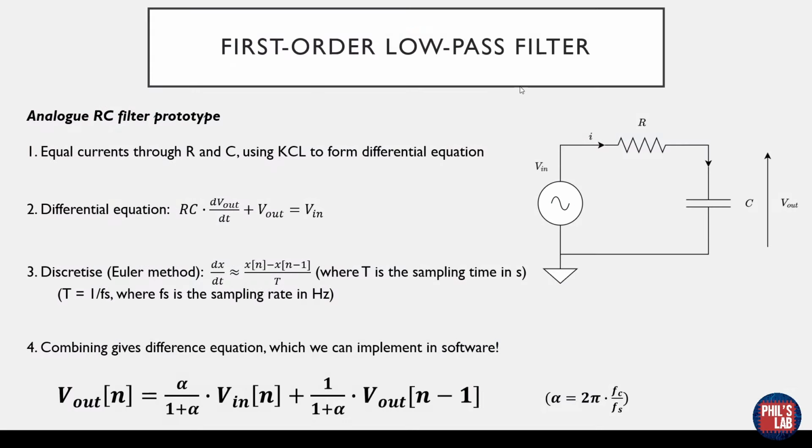Remembering back to our first order low-pass filter, this is the difference equation we want to implement. And for that, the coefficients, because we don't want to recompute these the whole time, will be alpha over 1 plus alpha as our first coefficient, and 1 over 1 plus alpha for our second coefficient. And of course, alpha is defined as 2 pi fc over fs.